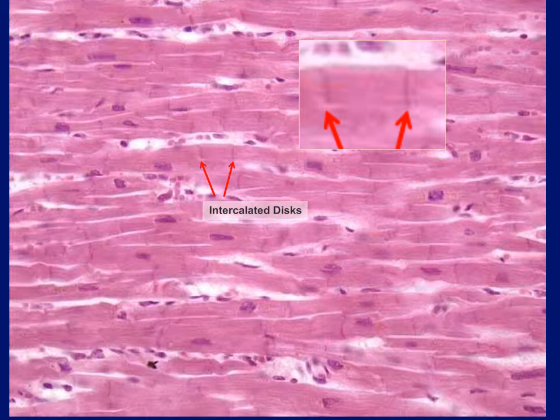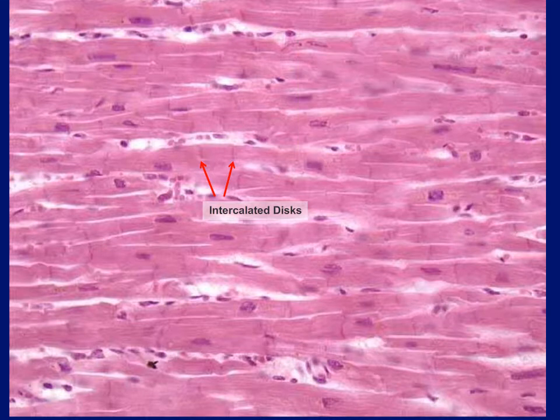The other thing that you might be able to notice if you squint very carefully at the screen is that cardiac muscle, like skeletal muscle, is striated. It has lots of perpendicular lines going through it, and we'll talk about the function of these lines later on when we get to the muscular system.